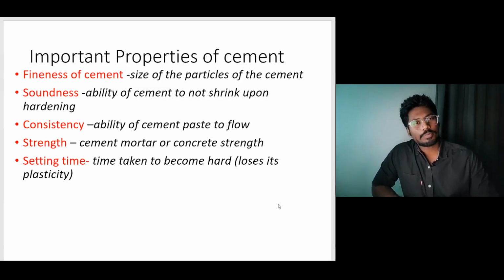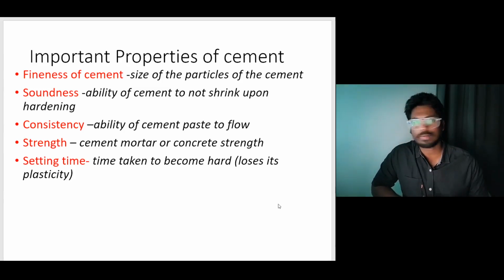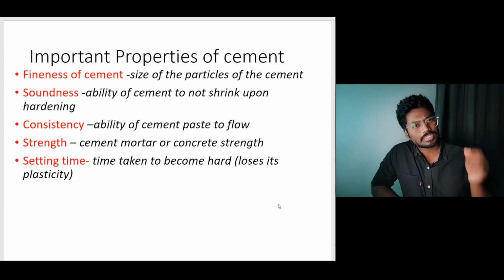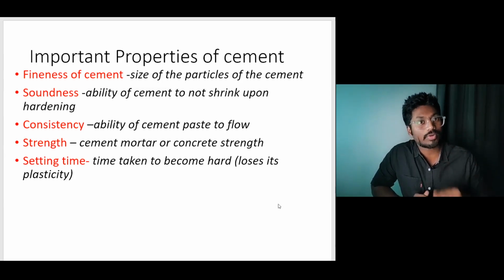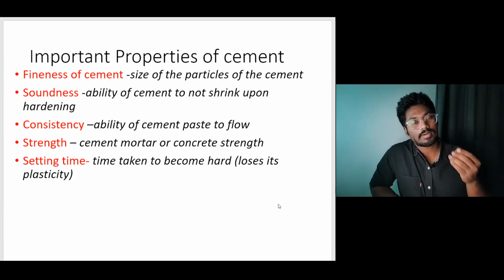Now, important properties of cement. There are 5 important properties which can usually be seen in any cement out there, hydraulic or non-hydraulic. The fineness of the cement is about the particle size of which a cement is comprised. If the particle size is uniform throughout, it means that it has a very good fineness. The cement is much more uniform in terms of its fineness. It has a significant impact on the strength aspects as well.